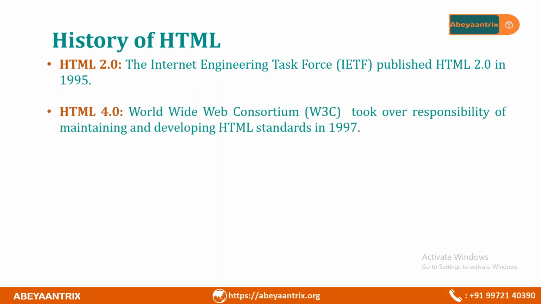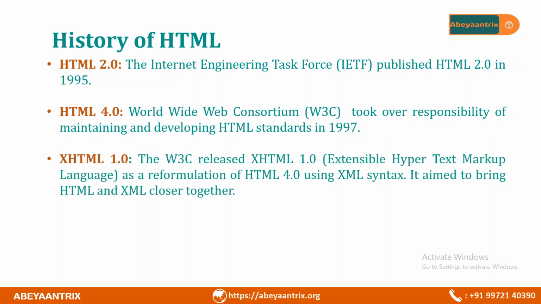So the next version is HTML 4.0. It came from the World Wide Web Consortium. I think you have heard about W3C, which means W3Schools. Now they are the community creating and maintaining this web. They took over the responsibility of maintaining and developing HTML standards in 1997. Then they started developing standards, and XHTML 1.0 was released by W3C.